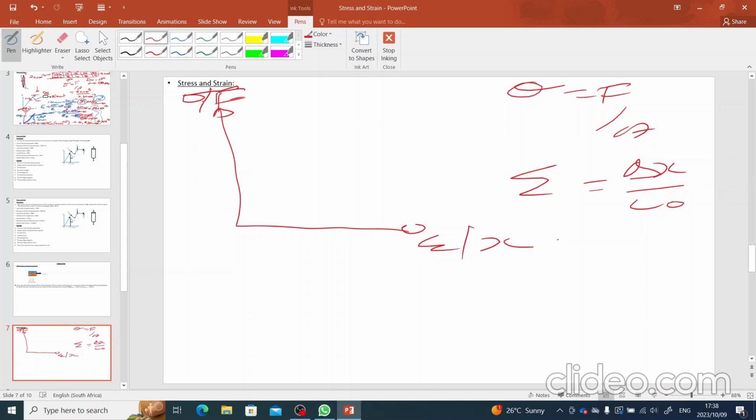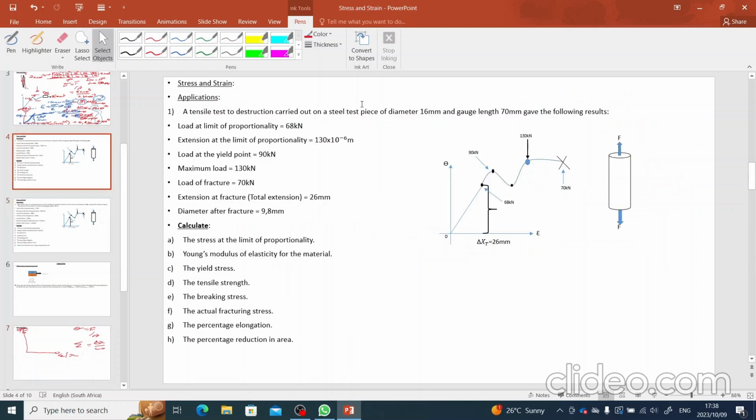It means instead of being given the forces, you will be given the stresses. You'll be given the stress on the limit of proportionality, the stress on the yield, the stress on the maximum, and the stress on the fracture. If you are given the stresses, then you calculate the forces. Stress on limit of proportionality equals force over area. You would obviously be given the area, then you make F the subject of the formula. Stress at the limit of proportionality multiplied by area, then you get your force.